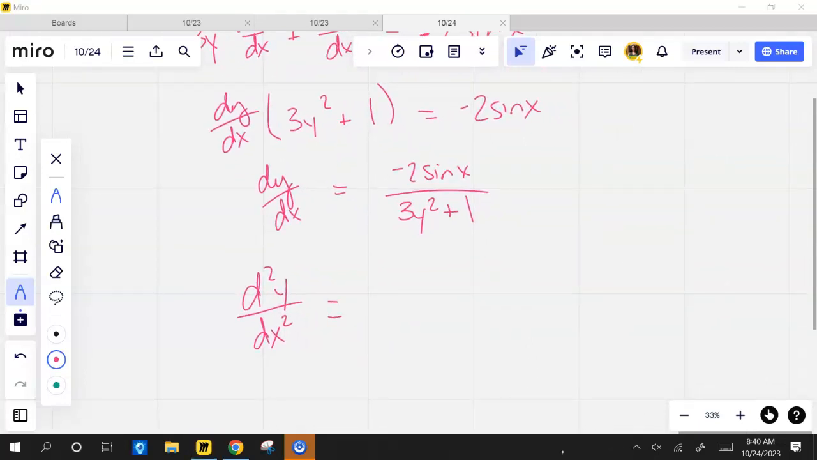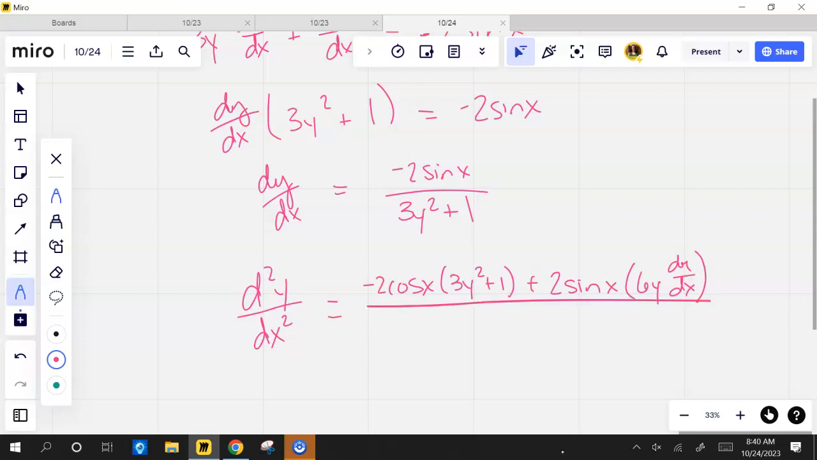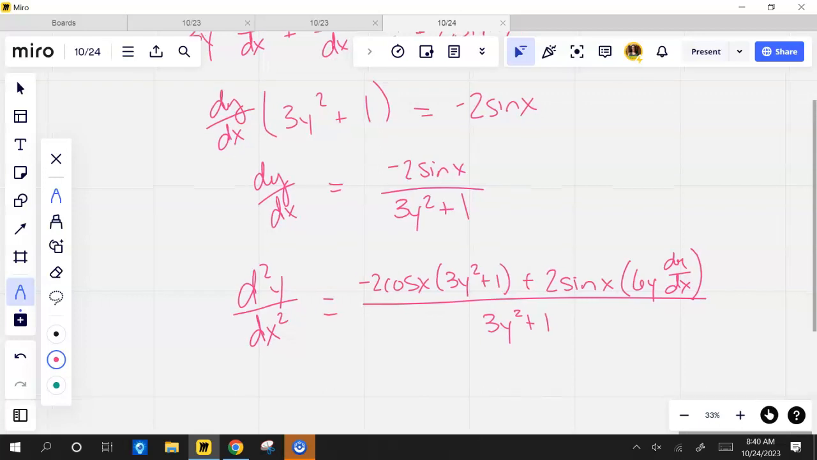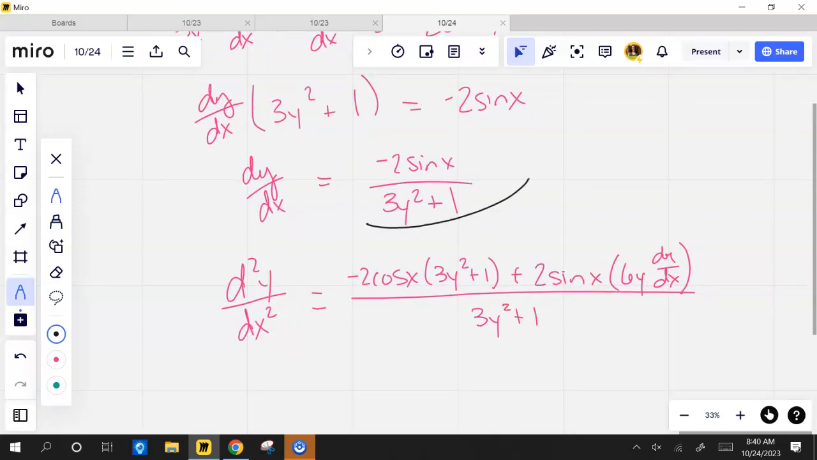All right, derivative of the top, negative 2 cosine x, times the bottom, minus the top, so I'm going to change it to plus, times derivative of the bottom. So I got 6y dy/dx, all over the bottom squared. This looks a lot worse than what it really is. So now I need to replace dy/dx with that.